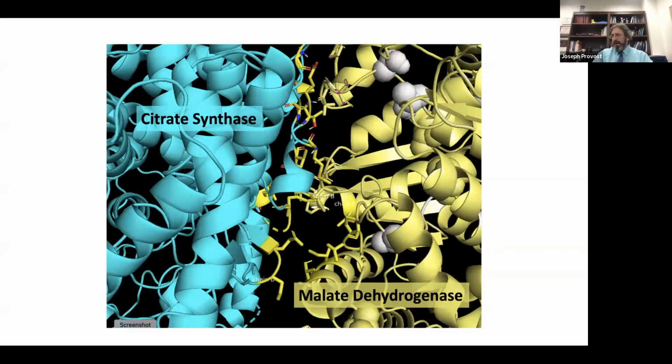And then back to the interactions. So those same sites I'm talking about here are highlighted in white, and they're not only between the dimers, but some of these phosphorylation sites are between MDH and citrate synthase.